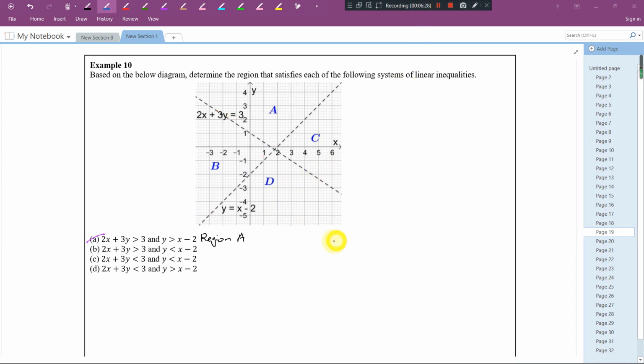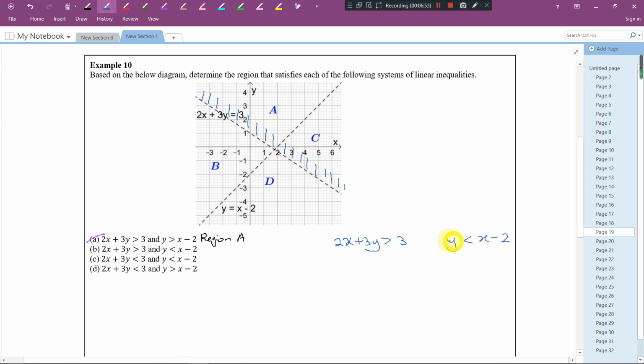Okay, so B is 2x plus 3y is greater than 3, y is less than x minus 2. Okay, same thing, 2x plus 3y is greater than 3. We just look at 2x plus 3y is equal to 3. So greater than will be here, above this straight line.